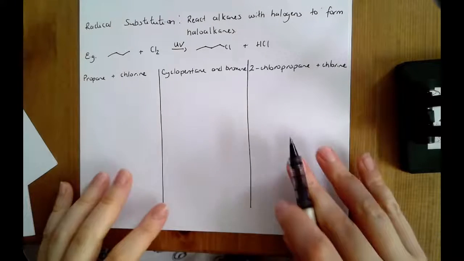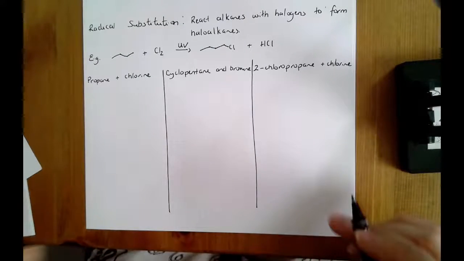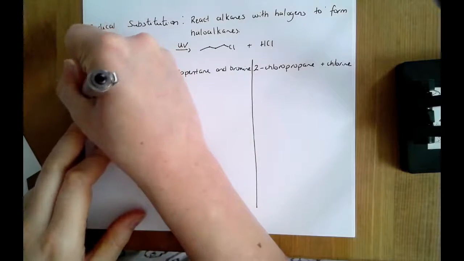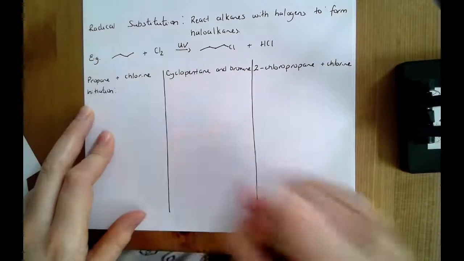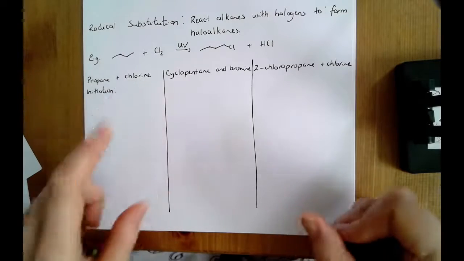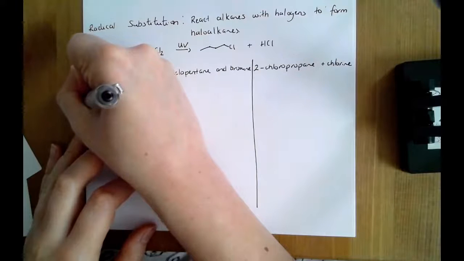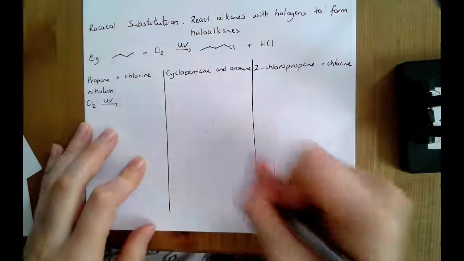each time. So you're asked to write out a series of steps, and you need to know the names of these steps. And the first step is called initiation. And in your initiation step, you take the halogen that you've been given. So in this case, it's chlorine, which would be Cl2. I take the chlorine, Cl2. I react it with some UV light.